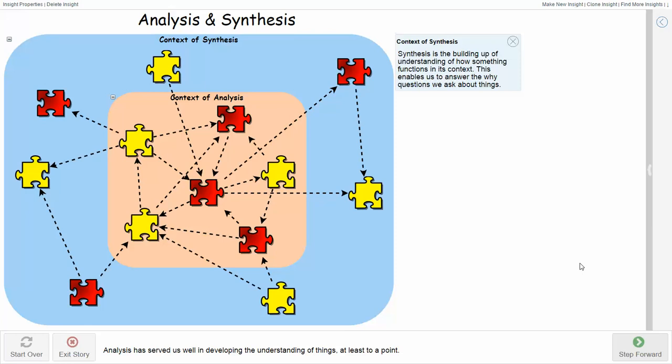So we do analysis to understand how something functions in the way that it does, and we study that thing in a larger context to understand its purpose, why it is that it operates the way that it does. And from here we will progress to understanding what systems thinking is, sort of in a fashion.